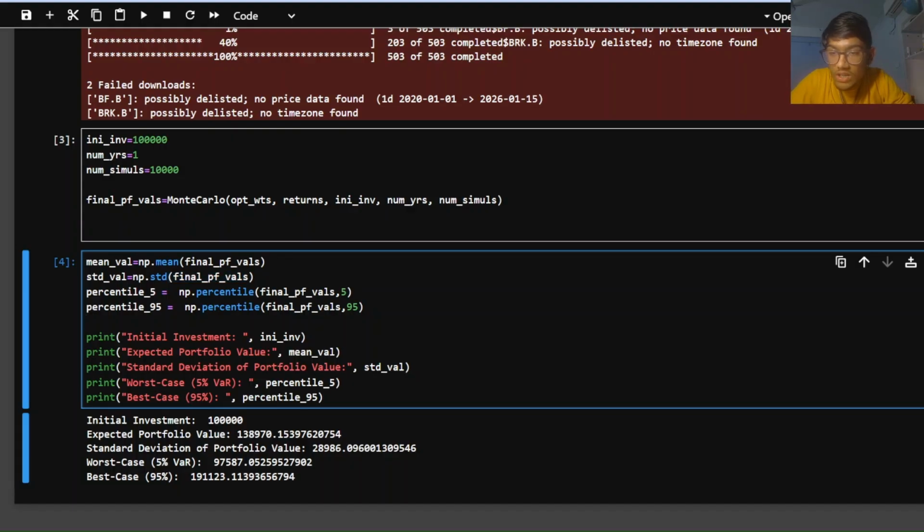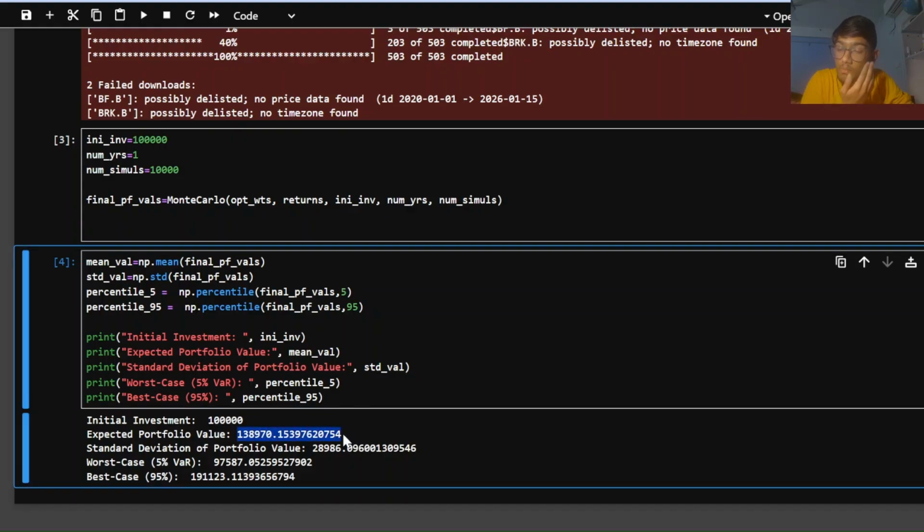So let's see, we have gotten the expected portfolio value to be around 1.4 lakh, which is pretty good because it means that we have a 40% increment from our initial investment across a year, right? And this is accompanied with a standard deviation of 30,000. This means that there is a 68% chance that our final portfolio value will lie between 1.4 minus 30,000, which is 1.1 lakh, and 1.4 plus 30,000, which is 1.7 lakh. So there's a 68% chance that our final portfolio value will lie between 1.1 to 1.7 lakh, which is pretty decent.